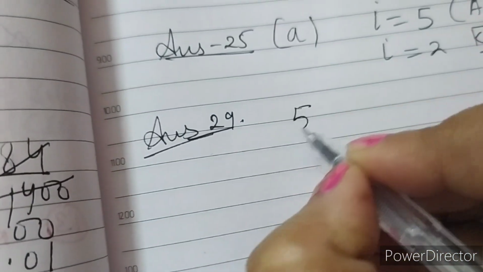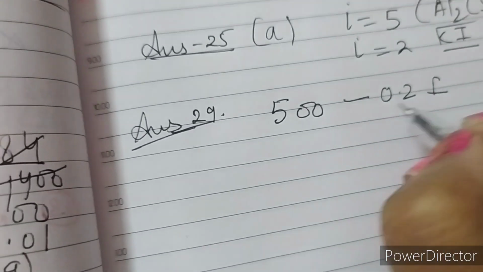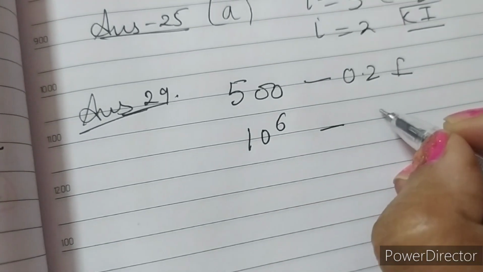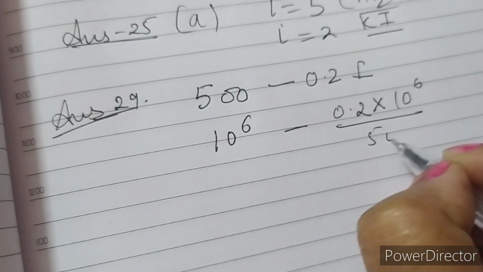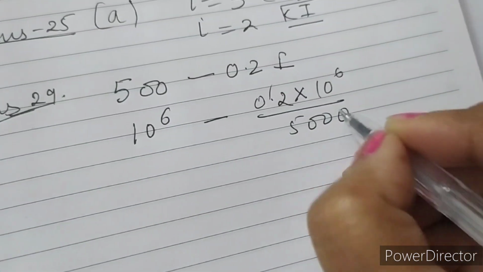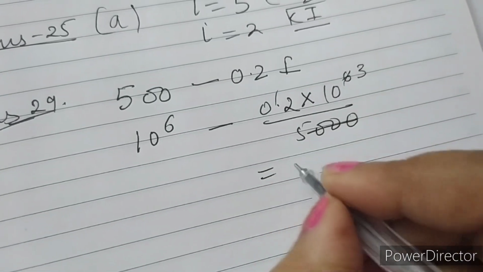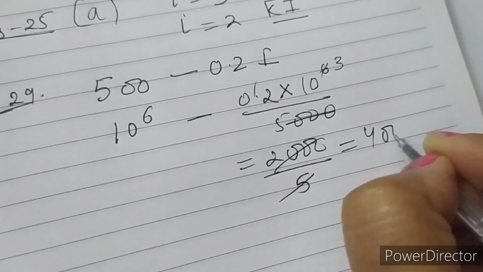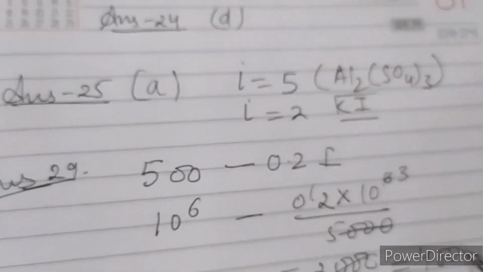That is, 500 gram has 0.2 gram fluoride. And if you have to find it in ppm, then 10 to the power 6 parts will contain how much fluoride? That is 0.2 into 10 to the power 6 divided by 500. So first remove this decimal, the zeros will get cancelled. So now you will have 2000 divided by 5, so that will be equal to 400. So here the answer will be 400, that is C.